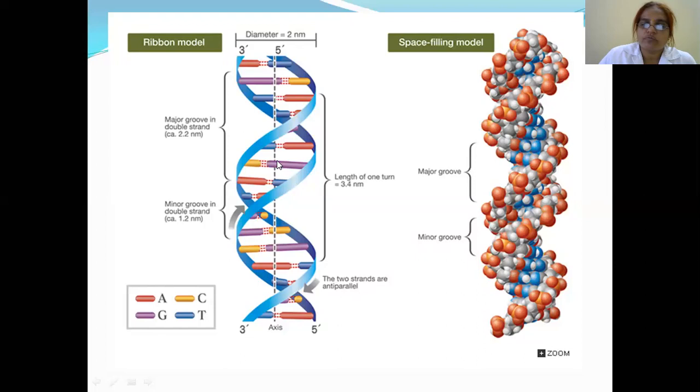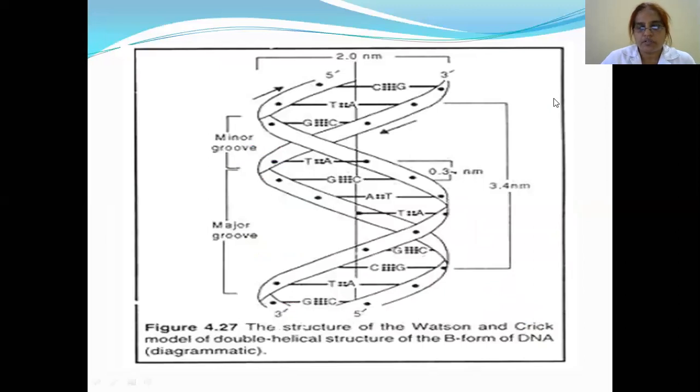It is made up of a polymer of nucleotides. What are nucleotides? Base, sugar and phosphate. Now see the arrangement of these nucleotides. These dots indicate the phosphate and sugar. The phosphate and sugar are present on the outside of the DNA and act as the backbone of DNA.